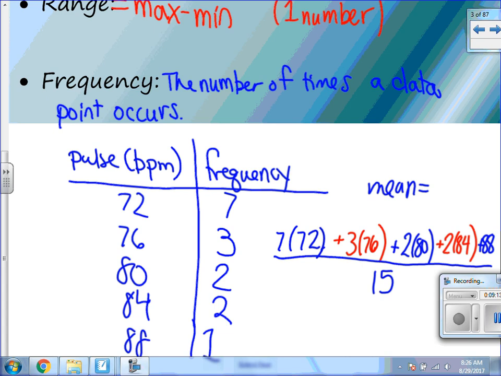But that's where frequency comes up, because a lot of people who don't really understand frequency would just add these up and divide by 5. But if we did that, it would mean only 1 person had a pulse of 72, 1 person had a pulse of 76, and that there are only 5 people. Okay, so that's why frequency is so important. Right? Any questions on that? Great.